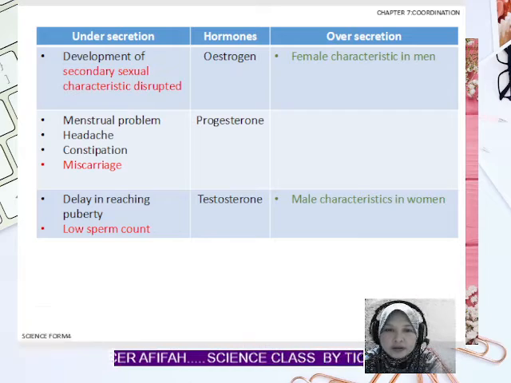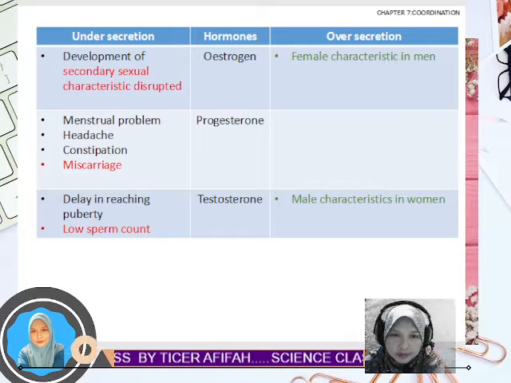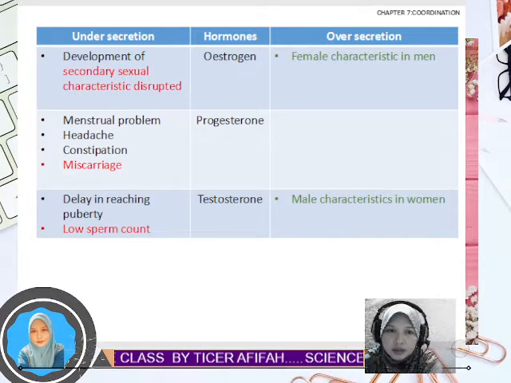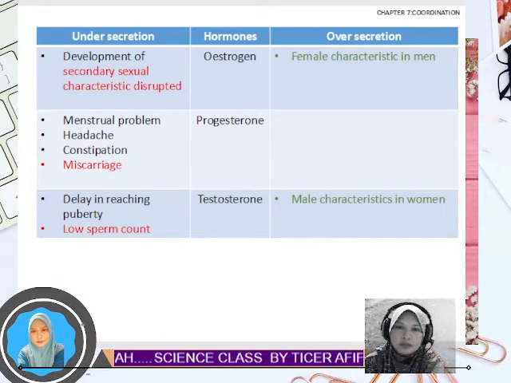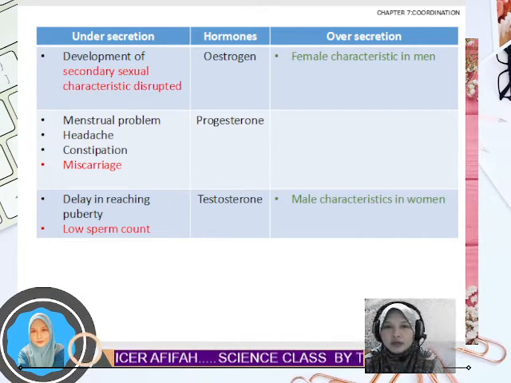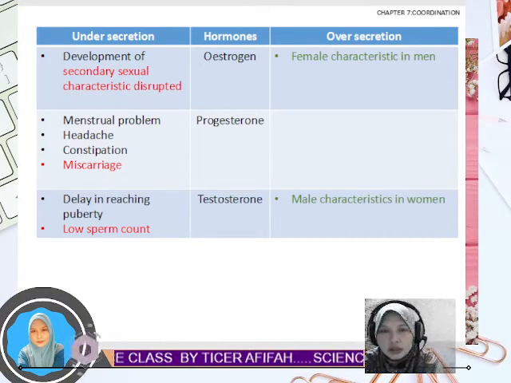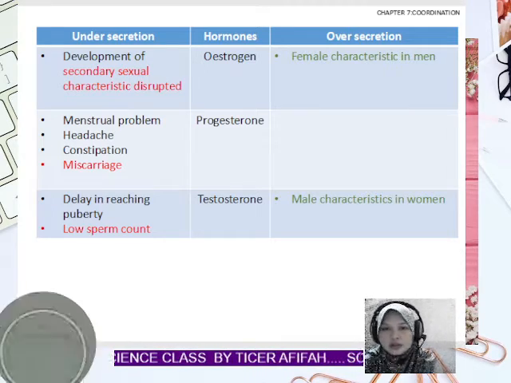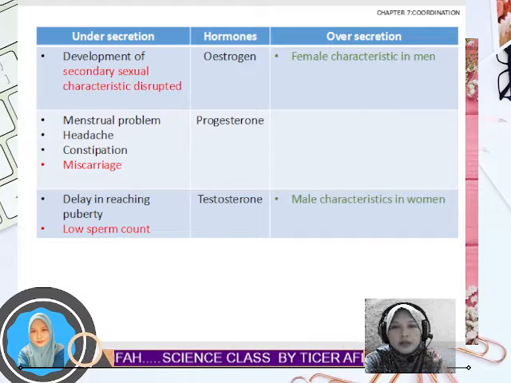For male, the production of testosterone hormone by the testes, deficiency of this hormone will lead to delay in reaching puberty and low sperm count. Oversecretion of estrogen will lead to development of female characteristics in men, and oversecretion of testosterone will cause development of male characteristics in women.